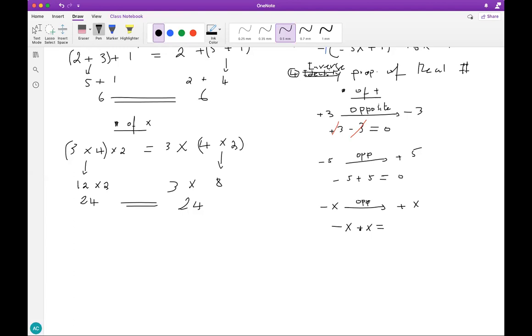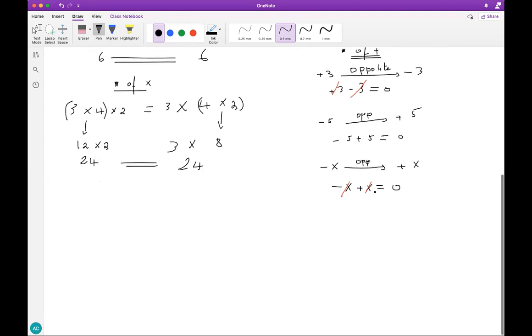-x plus x will be 0. Very good. That's right. They cancel each other out because they're opposites. Same number, opposite signs. They cancel each other out. We get 0. Okay, that's the one of addition.